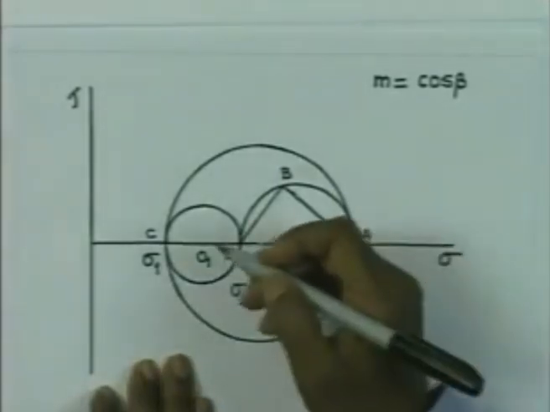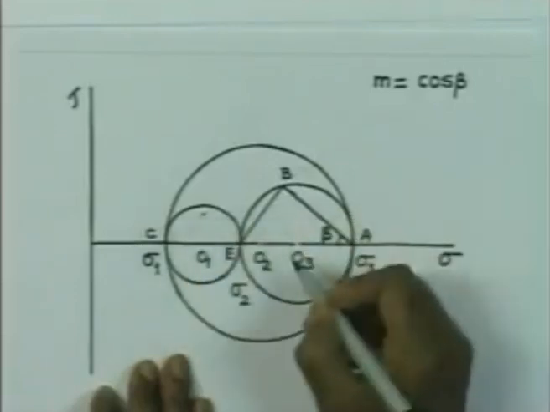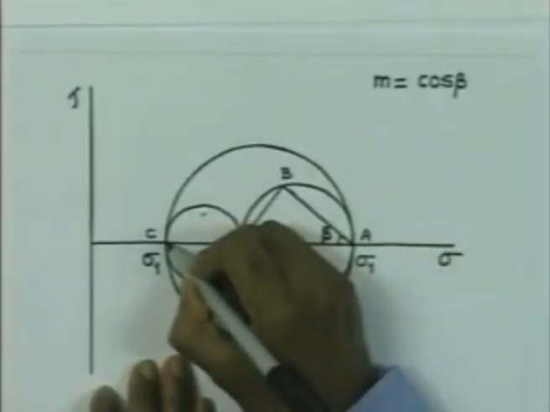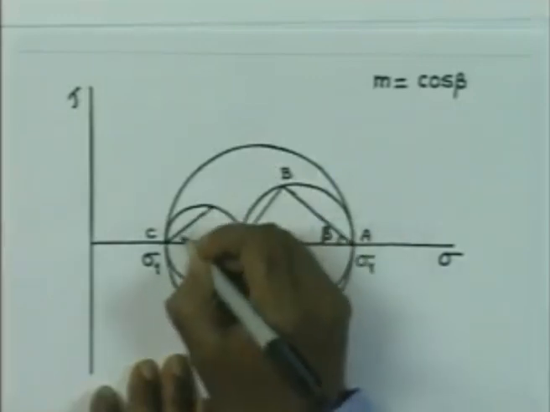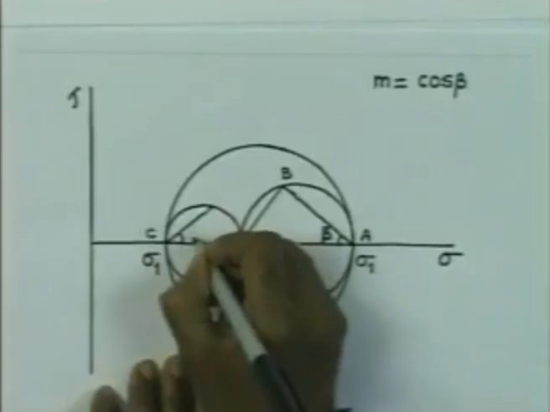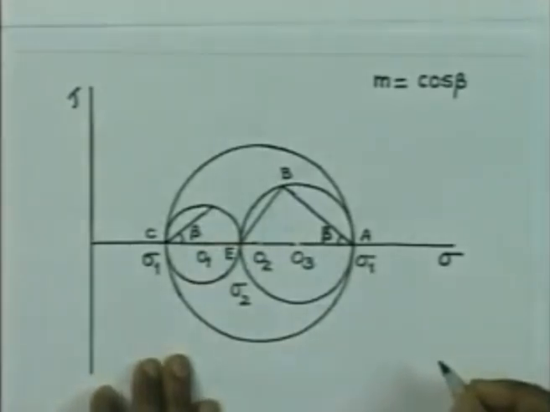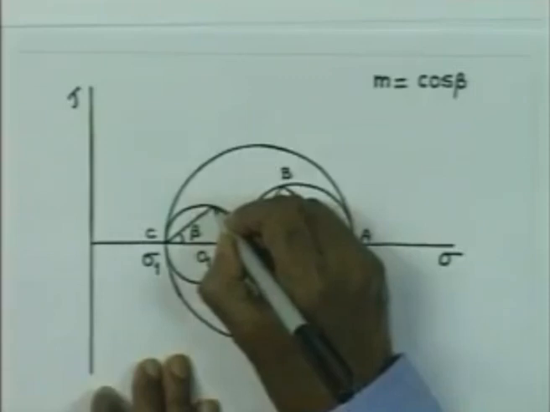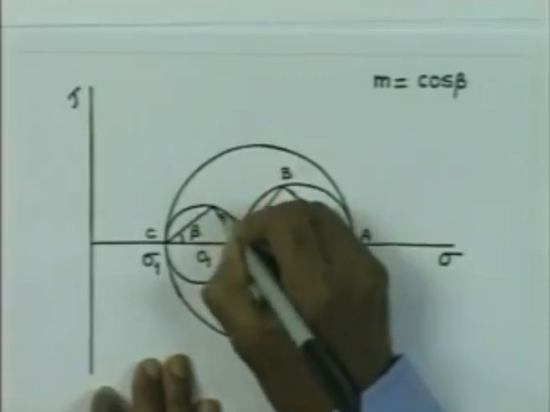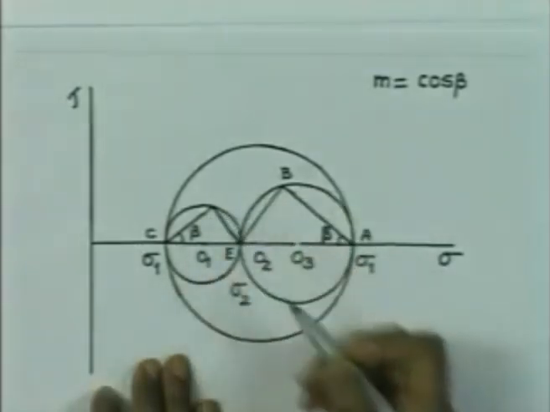Now, we also draw a line here at an angle of beta with the normal stress direction. So, therefore, let us draw this line at an angle of beta again with the normal stress direction. And now, if we draw a line joining these 2 points, they are going to be again at right angle. So, this angle is 90 degrees.